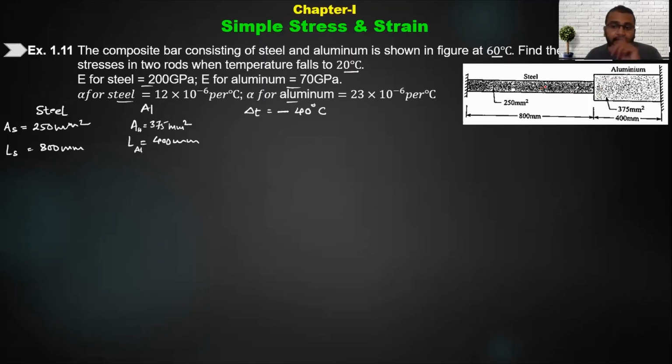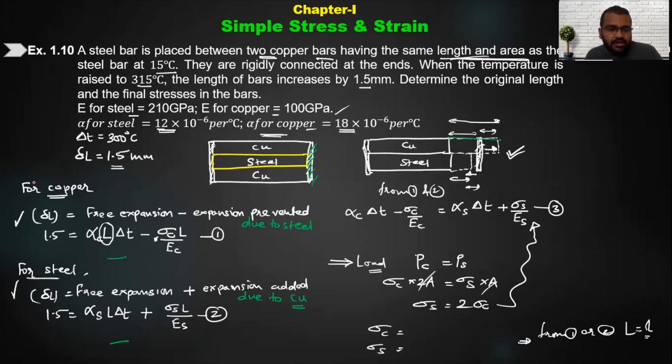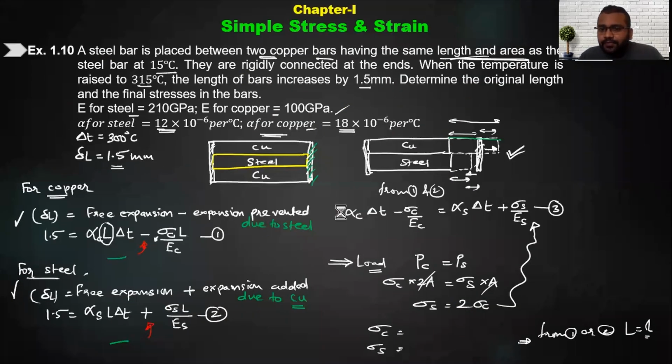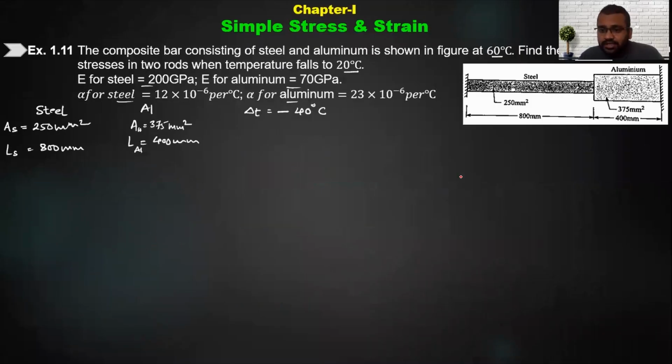Are you understanding it? In the earlier case, the copper was supporting steel and steel was opposing copper. That is why, in the earlier example we solved, when we wrote the equations for free expansion minus, a minus came in one place, okay? You can see this is minus but this is plus. But this is not the case in this particular case, because there one material was supporting and the other was opposing. The copper was supporting and the steel was opposing. But here in this particular example, both the materials are going to oppose each other.